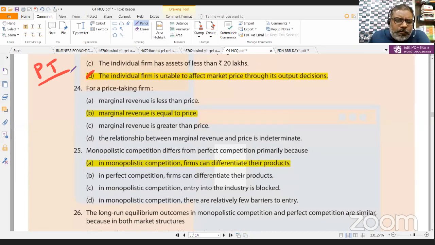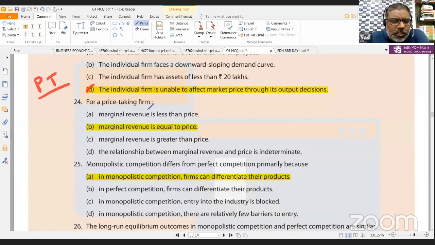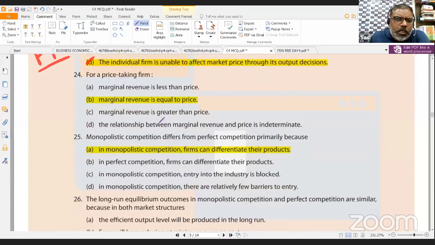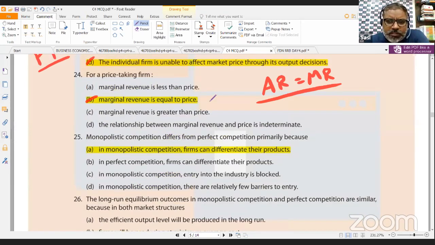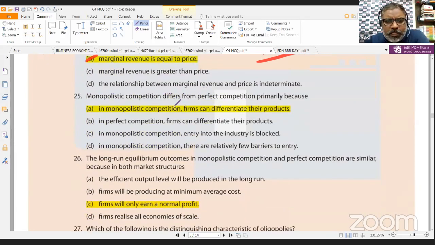Hence, we say that a firm is smaller than the market in the case of perfect competition, since it is a price taker. Once again, the 24th question also is about that. For a price-taking firm, marginal revenue is equal to price. That is what we know. Marginal revenue and average revenue, both are equal. For which type of firm? Only for a price-taking firm, only for perfect competition. In other cases, it is different. For a monopoly, average revenue will be more than the marginal revenue. So other firms have differences in average revenue and marginal revenue, whereas for a perfectly competitive firm, both will be the same. And that will be equal to the demand curve also, which is horizontal to the x-axis.